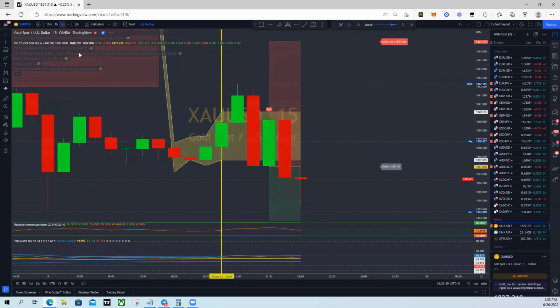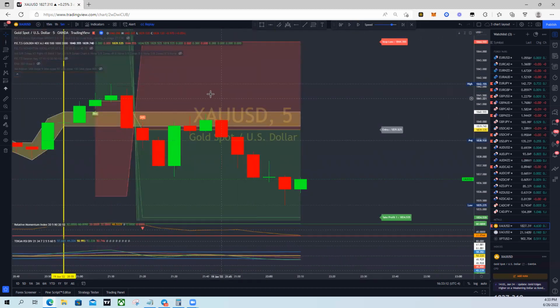Matter of fact, let's go to the 5 minutes so you guys can see the sale. This is the sale here. Sale outside the zone. This would have been the sale right here.